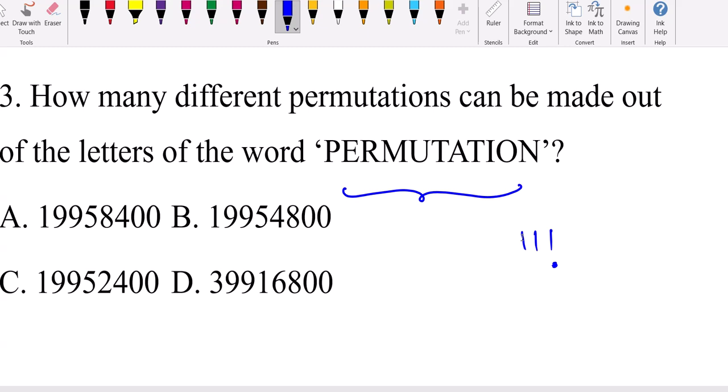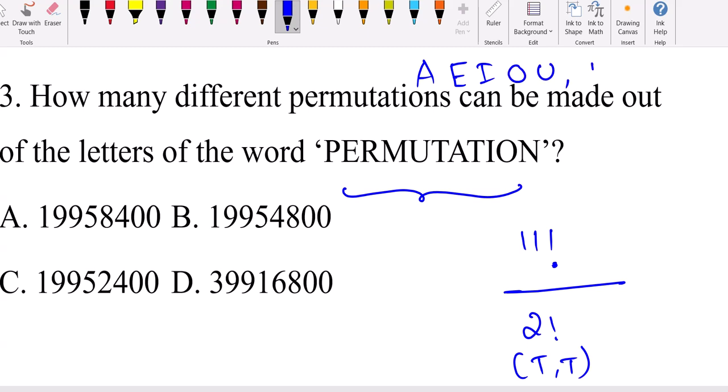11 letters, so 11 factorial, but here divided by 2 factorial because of the 2 T's. What else is repeated here? First, the vowels are there. This word has all the vowels involved: A, E, I, O, U. P one time, R one time, M one time, N one time, and T is 2 times. Except for T, the remaining letters are all different. So 11 factorial divided by 2 factorial. Right, so you have to find the answer.